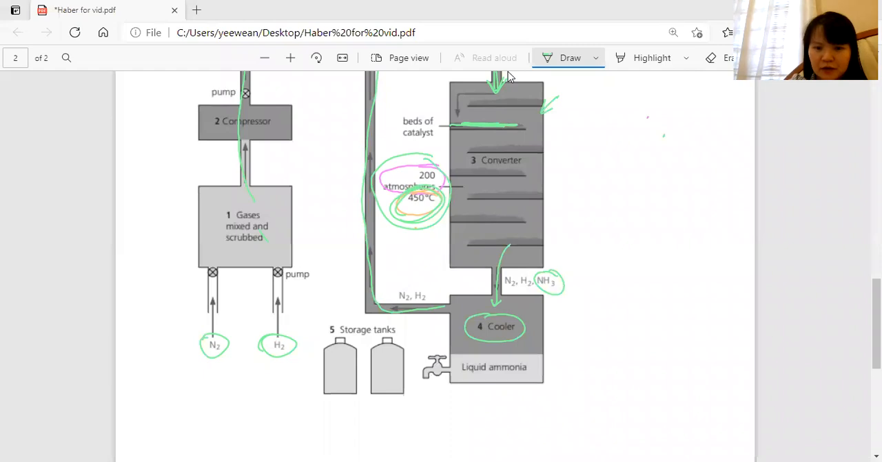Okay, the other function of the cooling is also so that the ammonia gas becomes ammonia liquid here.